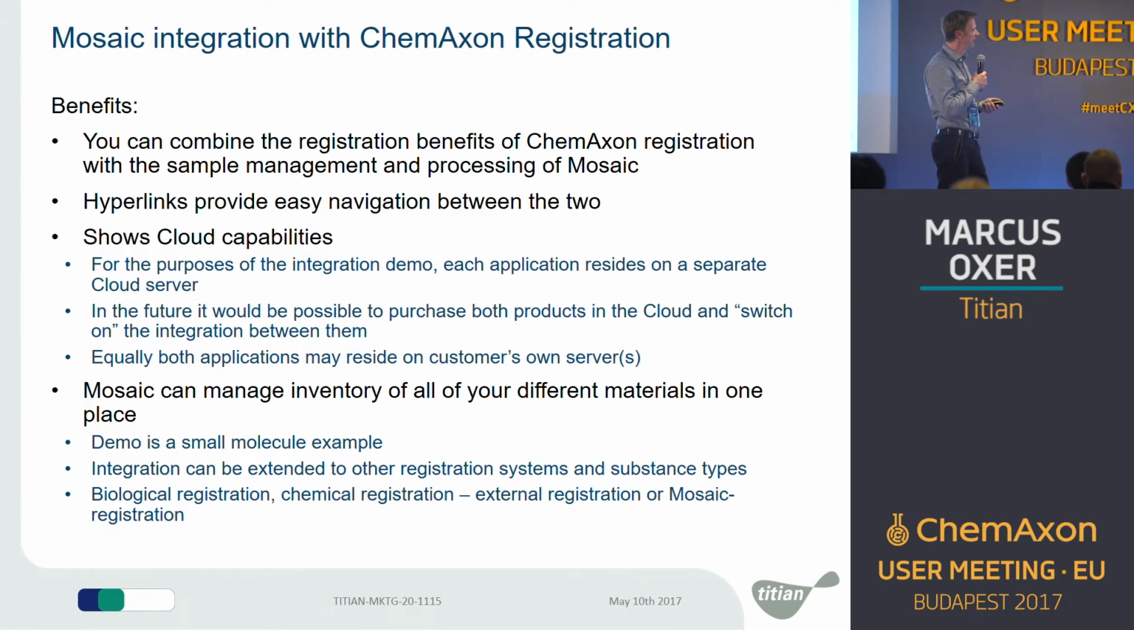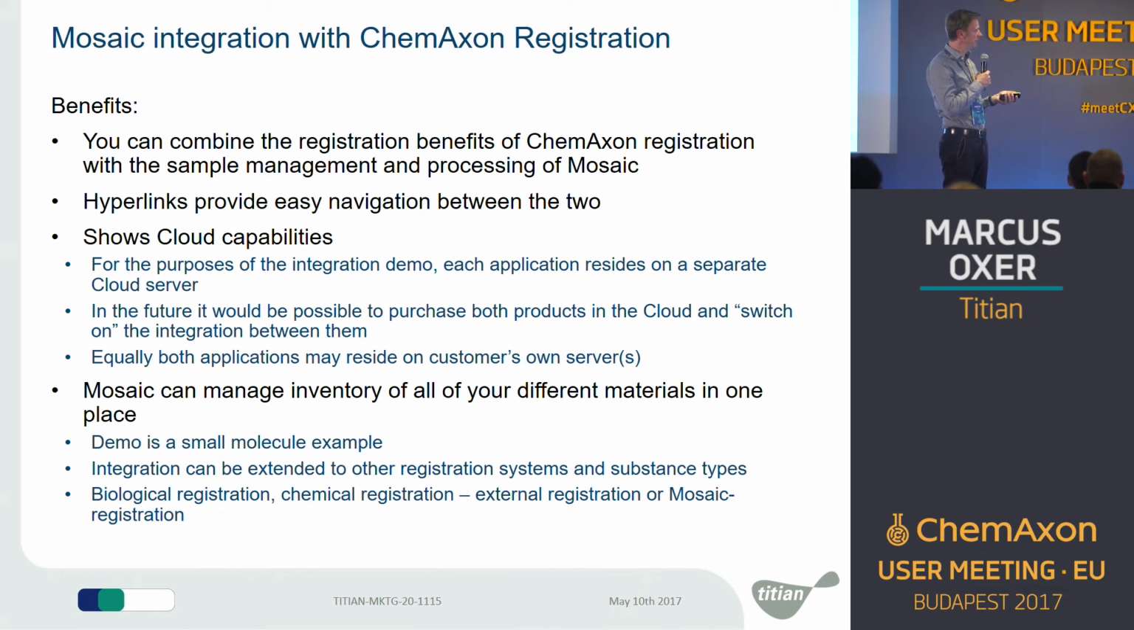This is really a summary. So the benefit of this is that, as I said, out of the box, you can combine the benefits of the ChemAxon registration with the sample management and processing capabilities of Mosaic. I haven't really talked much about sample processing, but as I say, come and talk to us outside. We can tell you more about that. We've got hyperlinks between the two.